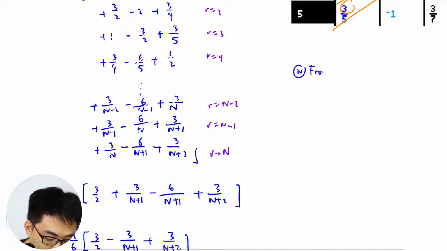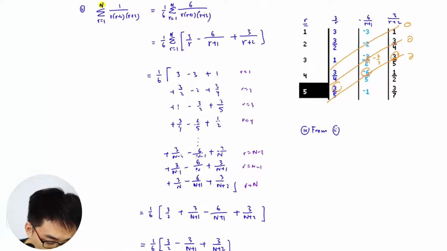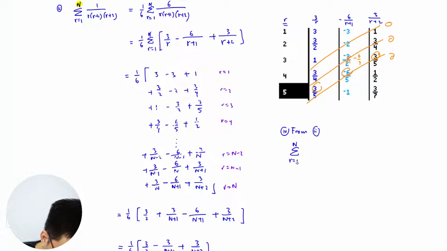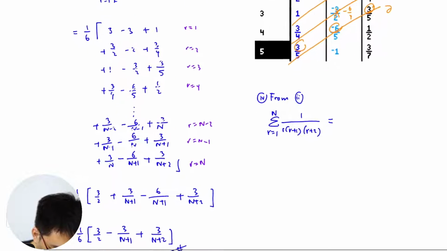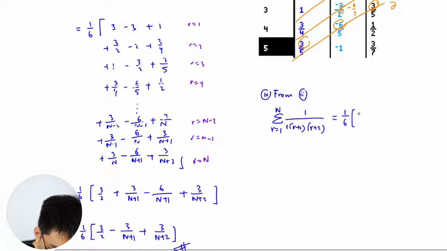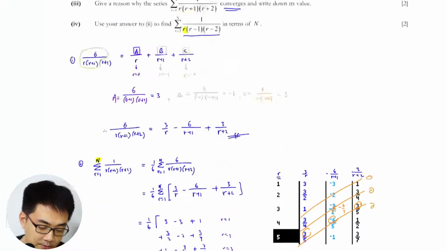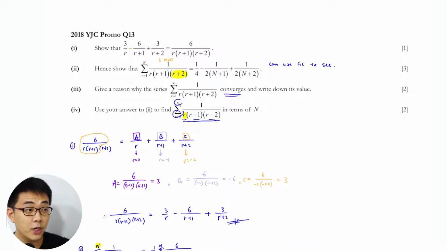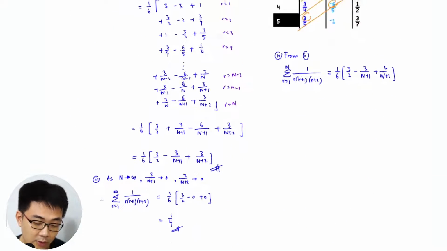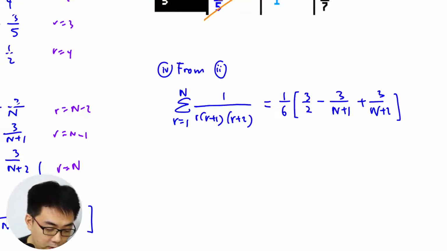So from 2, we know that it is equals to 1/6, 3/2 minus 3/(n+1) plus 3/(n+2). Okay, this one here. So what you need now is r minus 1, r minus 2. Don't care about the boundary first. Boundary you can change later. Okay, so I think you know how to do it. I will just do it with you because I also want to go and do the questions behind later.